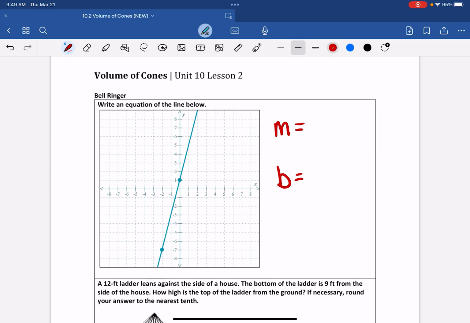So if I draw my slope triangle on the graph, I can see I'm moving up 8 places and going over 2 places. So my change in y is 8, and my change in x is 2. So the slope is 4. And then the y-intercept is where it crosses the y-axis. So it crosses at 1. And if I put that together into my equation, I get y equals 4x plus 1.